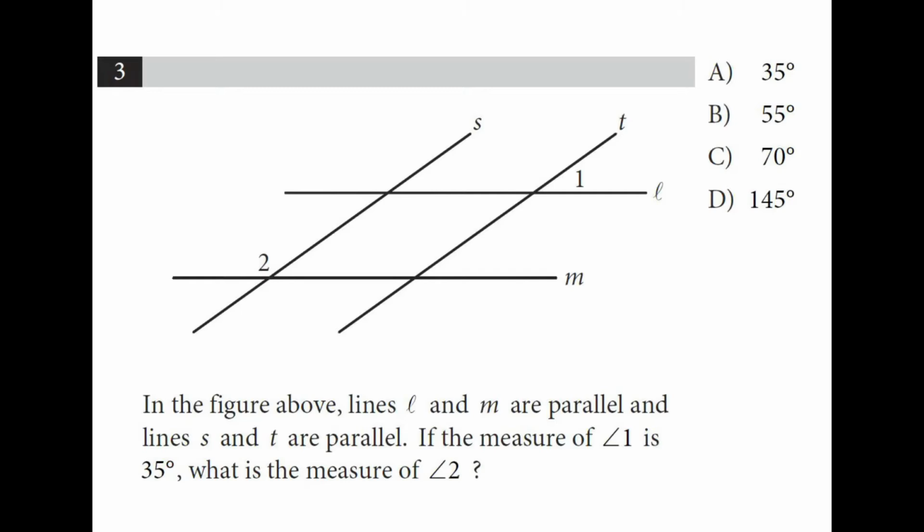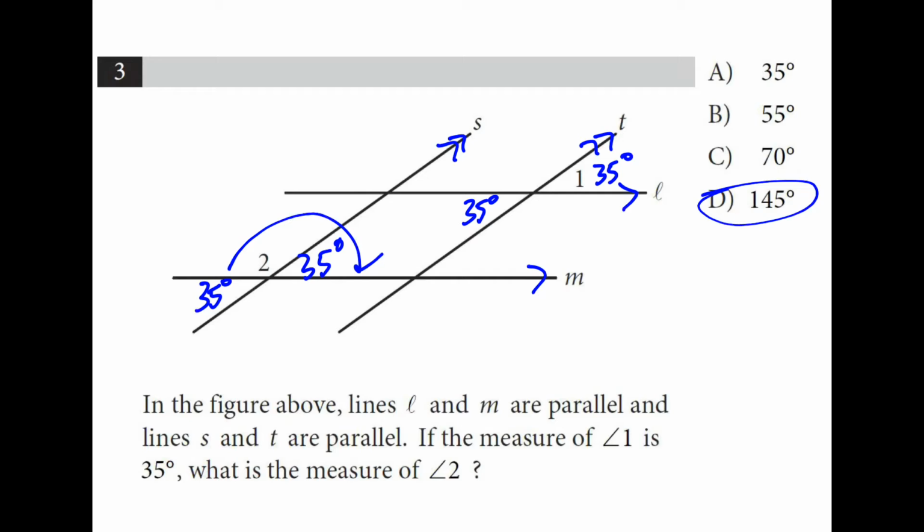Again, we have two sets of parallel lines, L and M, and S and T. So the vertical and corresponding angles are all going to match up. They tell us that angle 1 is 35 degrees, which means that this is 35 degrees, and so are 35 degrees here and there. We're trying to form a linear pair, so we take 180 minus 35, and the answer is D.